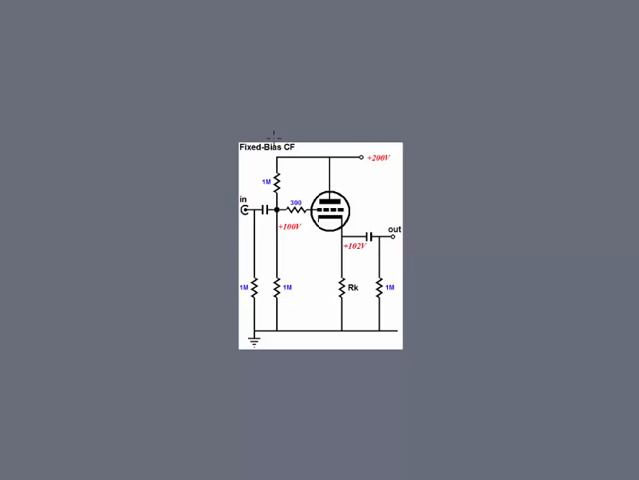Okay, a real life example here. This is a fixed bias cathode follower circuit with a triode vacuum tube here, probably a 12AX7, 12AU7, something along those lines.